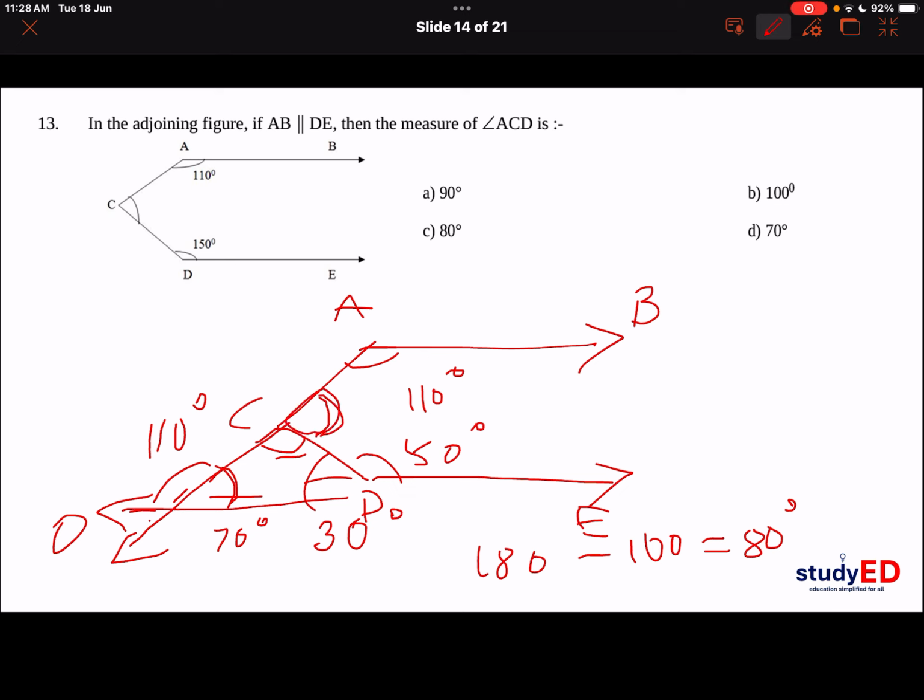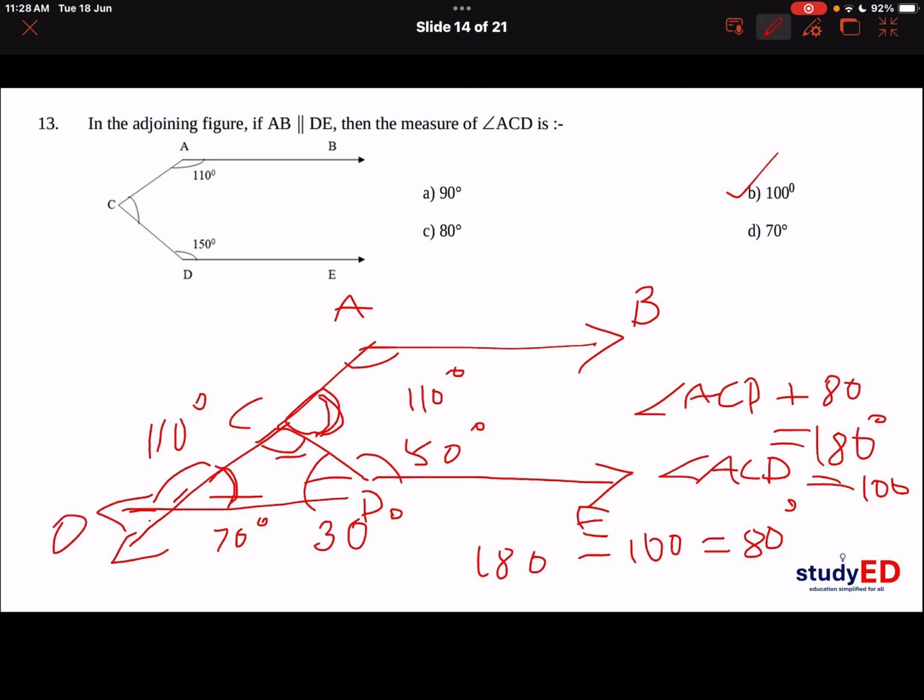So we know ACD plus DCO is a linear pair. So angle ACD plus 80 is equal to 180, and ACD is nothing but 180 minus 80, that is 100 degrees. So the answer here is 13B, which is 100 degrees.